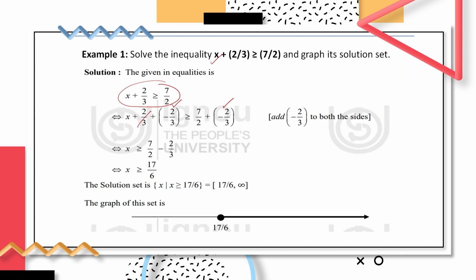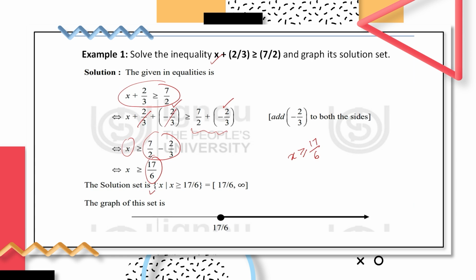So minus 2 by 3 and 2 by 3 cancels out. So on the left hand side we are only remaining with x, and on the right hand side the 7 by 2 plus minus 2 by 3, on solving this expression you will get 17 by 6. So the inequality says that x should always be greater than or equal to 17 by 6.